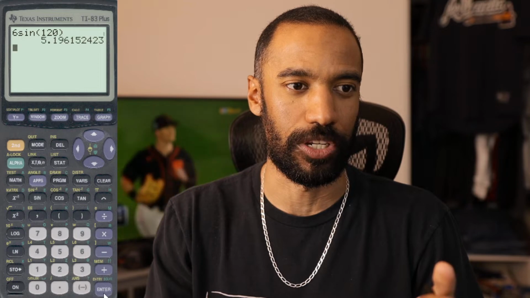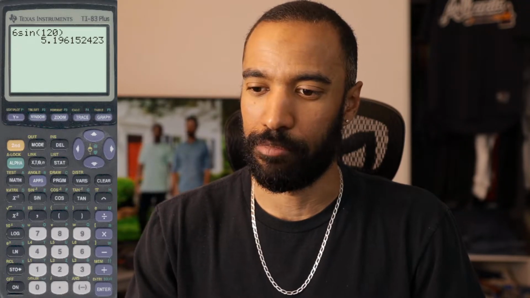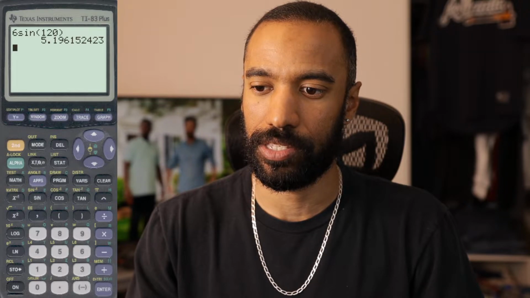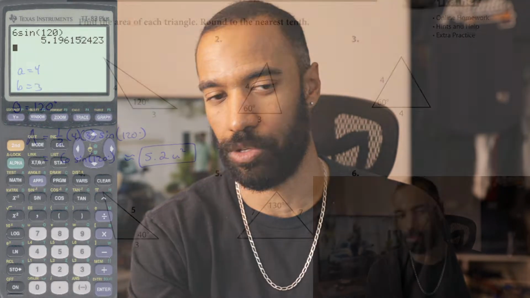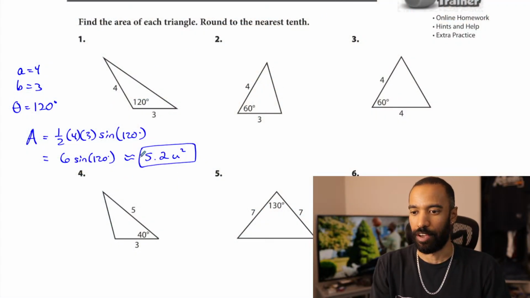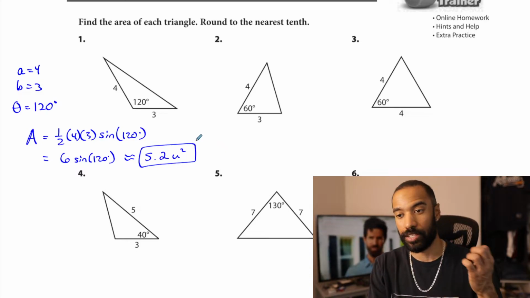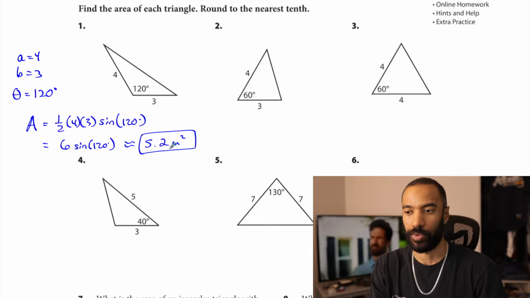So my exact answer, I'm going to be doing 6 times the sine of 120. If you want to do 1/2 times 4 times 3 times sine of 120, that's fine. But 6 times the sine of 120 degrees here. We're going to round to the nearest tenth, as this says, and this is going to become approximately 5.2 square units here. They don't show the units, so I'm just going to go ahead and put u squared, like this right here. So 5.2 like that, and that is the area. And it's squared because it's area. That's what we're doing here.